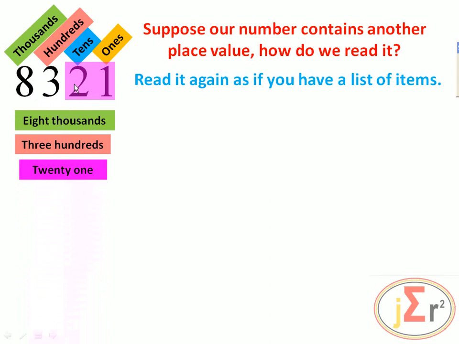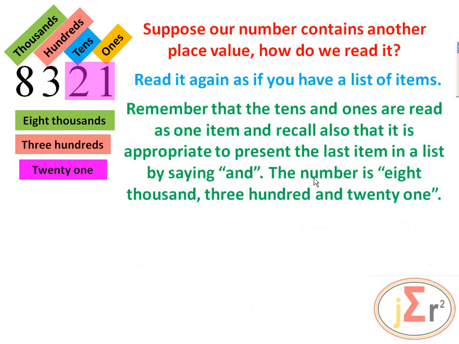Do not forget that the items or the digits following the hundreds place value is treated as what? One item. So we have 8,321. So remember that the tens and ones are read as one item. And remember that it is appropriate to present the last item in a list by saying "and". The number is 8,321.